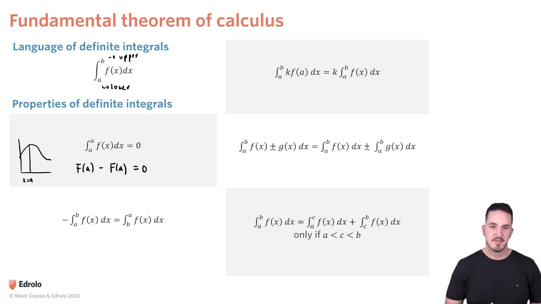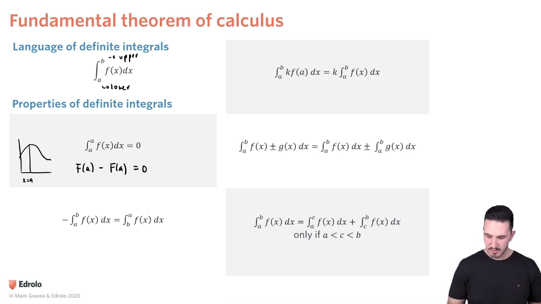So we have negative the integral from a to b of f of x dx. This is the same as the integral from b to a of f of x dx. So generally now we can see that our lower and upper bounds have changed. We're going to look at this in more detail when we get to finding the area underneath the axis. So when you get negative areas, this property will come in handy.